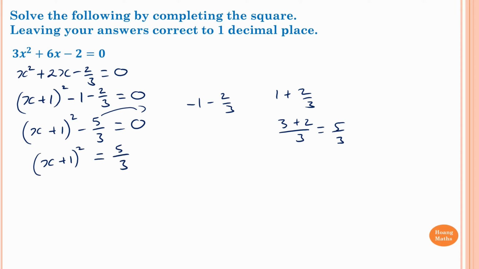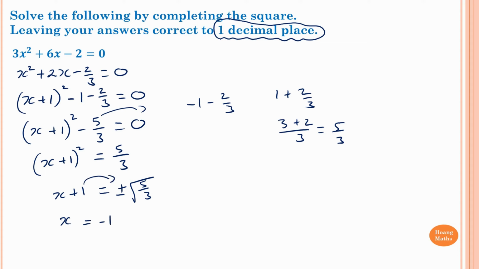So if I take square root on both sides, now remember we have the answer in decimal form. In fact, we have the answer correct to 1 decimal place. So I just take square root on both sides, which is x plus 1 equals plus or minus the square root of 5 over 3. And then x is equal to negative 1, because we move 1 to that side, plus or minus the square root of 5 over 3.